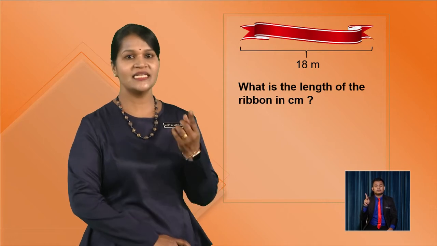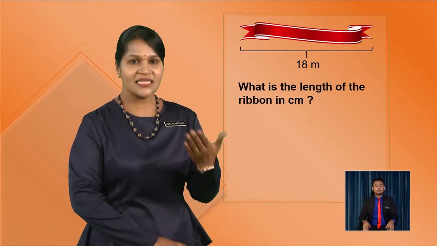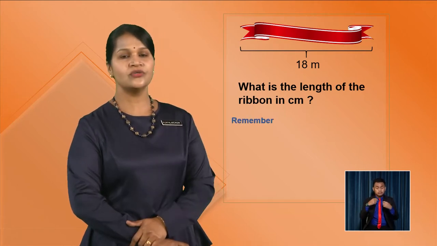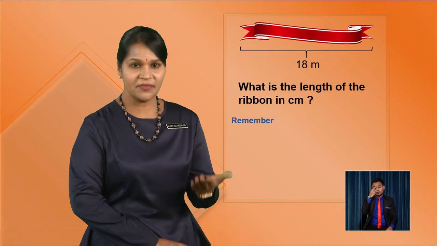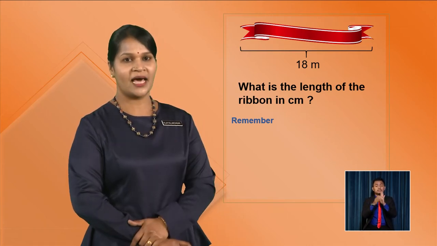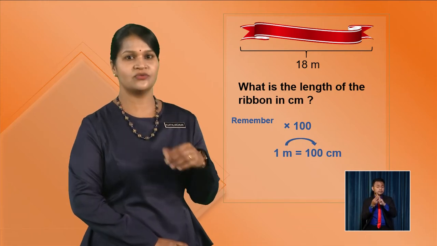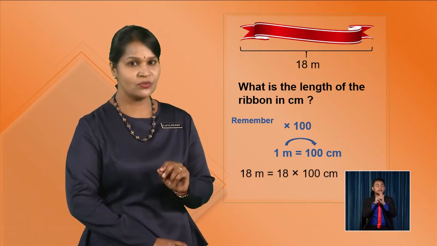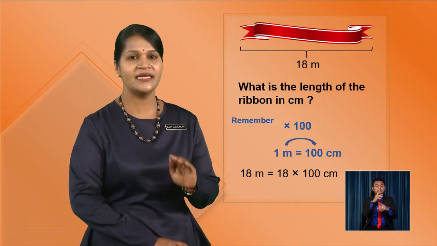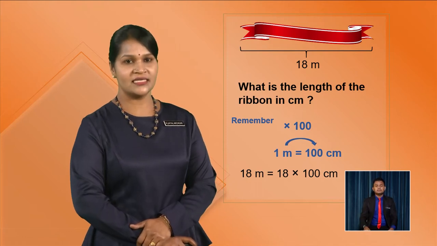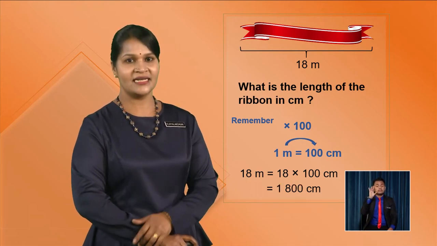Now, let's try this. What is the length of the ribbon in centimeter? Let's apply what we have learned just now. Remember that to convert meters to centimeters, you need to multiply by 100. To convert 18 meters to centimeter, we have to multiply 18 by 100. So, the answer is 1800 centimeters.